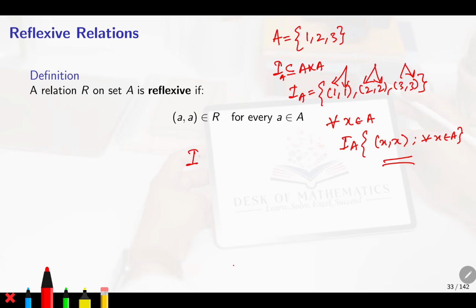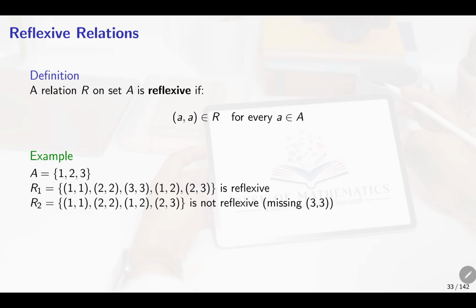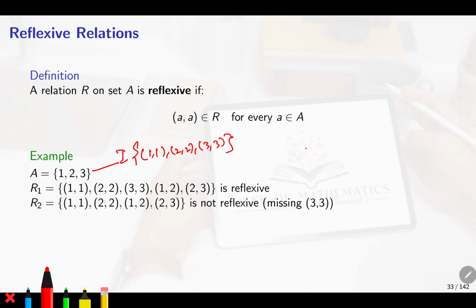What is reflexive? If the identity relation is a subset of a relation, this relation is called a reflexive relation. So (a, a) should belong to R. For example, A is here 1, 2, 3. What will be the identity relation? (1, 1), (2, 2), and (3, 3). Now check: is I a subset of R1? (1, 1) is there, (2, 2), (3, 3). Yes, so this means it is reflexive. Now check the other relation: (1, 1) is there, (2, 2) is there, but (3, 3) is not there.